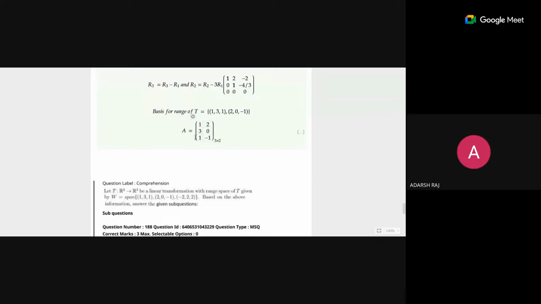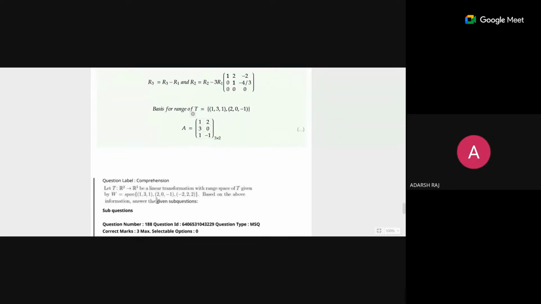Why are you doing this? Remember, range space is also called column space, and range, and we also say range is equal to image, right?